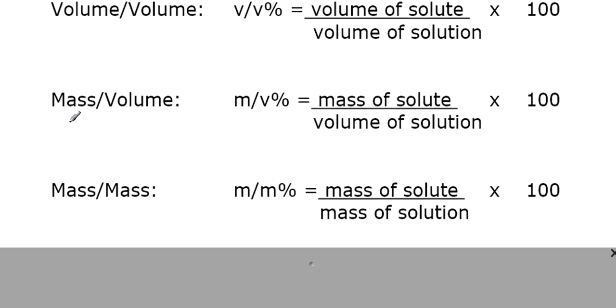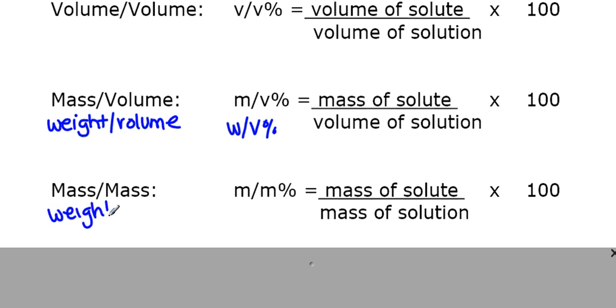Another notation that you might see when coming across mass, mass is more scientifically accurate, but sometimes it's referred to as weight volume. And so instead of an M, they'll use a W/V for percentage, or mass is sometimes called weight.